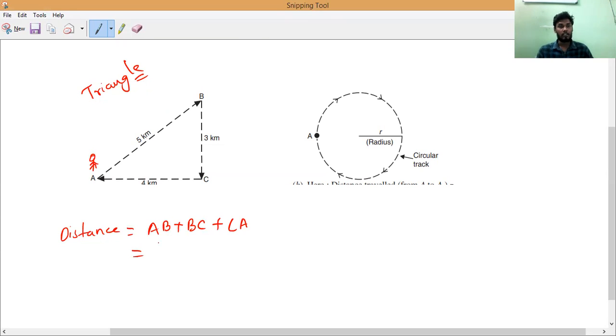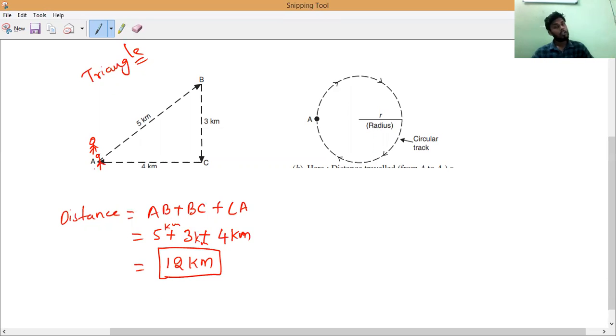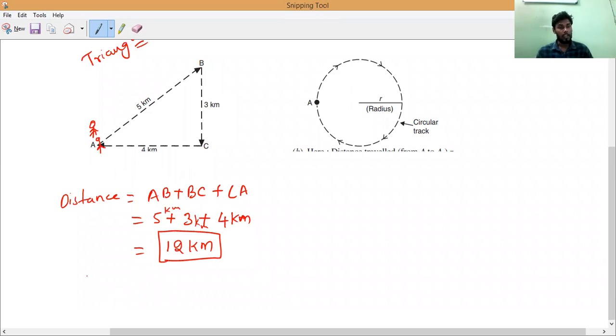What is the distance? AB is 5 kilometers, BC is 3 kilometers, and AC is 4 kilometers, sir. We add this all: 5 plus 3 plus 4, totally 12 kilometers. Okay, so this is the distance. Now, finally, he reached which point again? A. Finally, he reached point A.